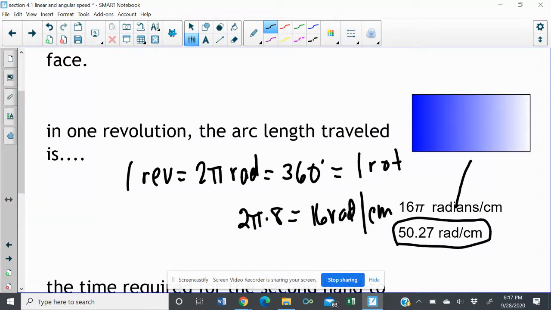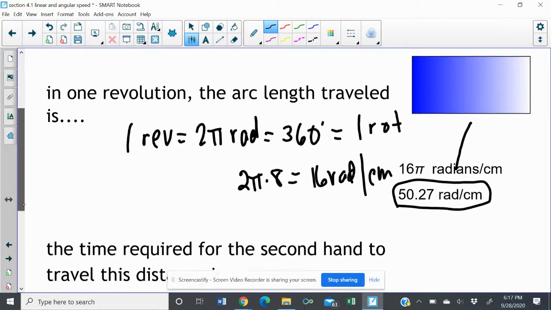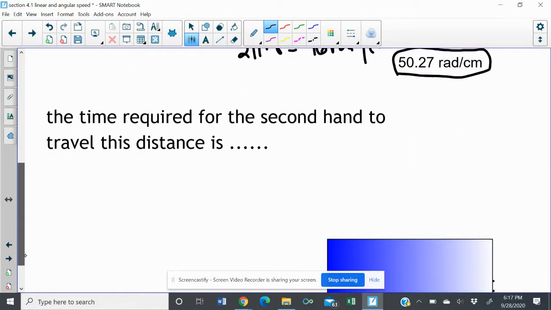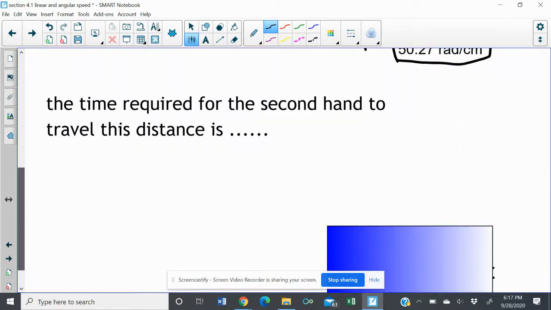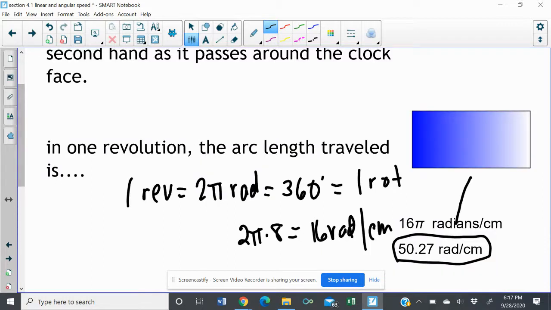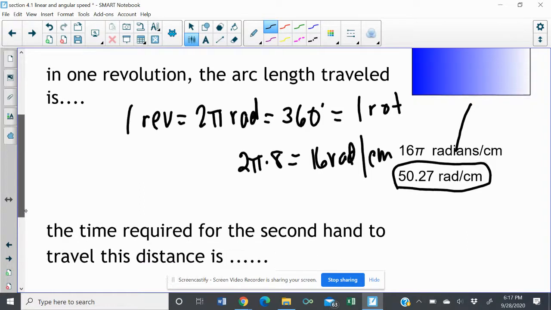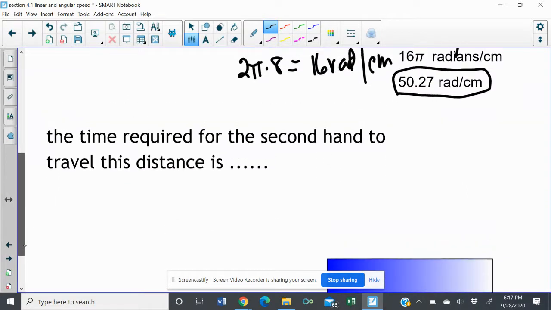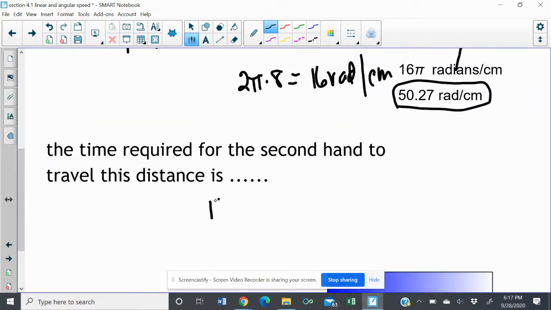All right, so that is our arc length, but now we have to take the second hand and take into consideration the time. We're talking about seconds. So it took 60 seconds to get around. So when we do this, we need to divide it by 60 seconds.